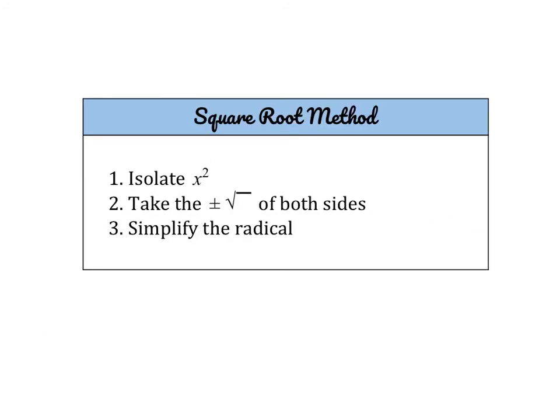Okay, so let's start by reviewing how to do the square root method. So it's pretty simple. Your first task is to isolate x squared completely, and then all you need to do is take the plus or minus square root of both sides and then simplify the radical when necessary. Just remember, whenever we are the ones taking the square root, like if you initiate it, you have to have that plus or minus in front. So please don't forget to add that in.